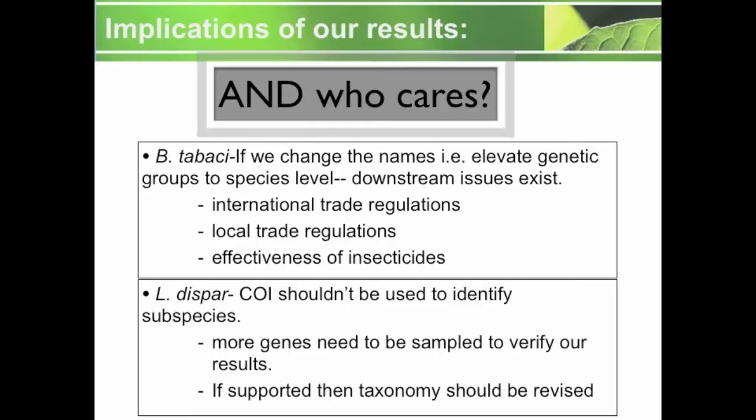For Lymantria dispar, CO1 shouldn't be used to identify subspecies, as the resulting phylogeny was unresolved. More genes are needed to verify our results, and if that's the case, the taxonomy should be revisited.